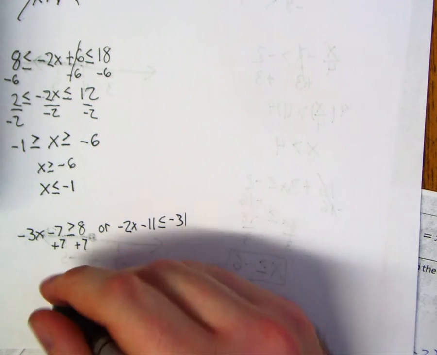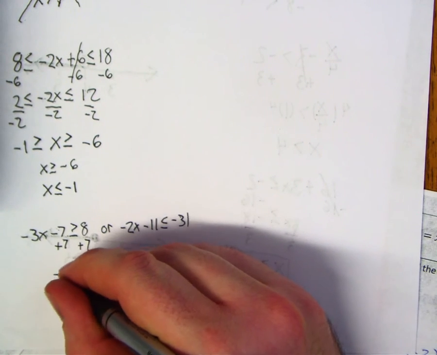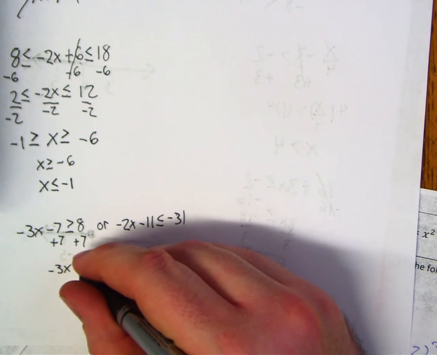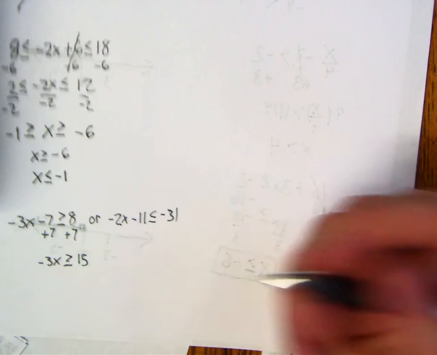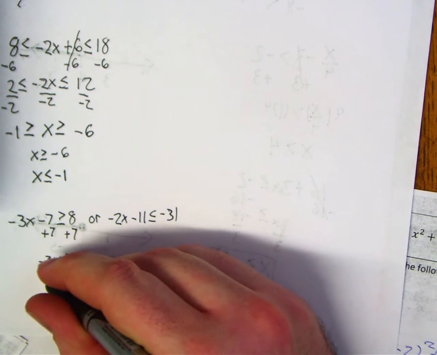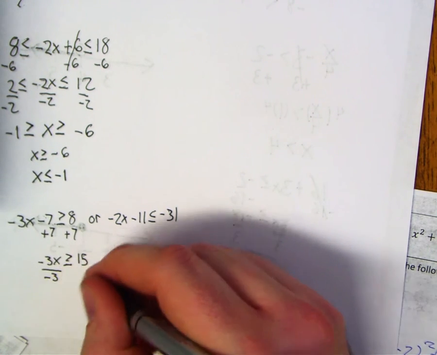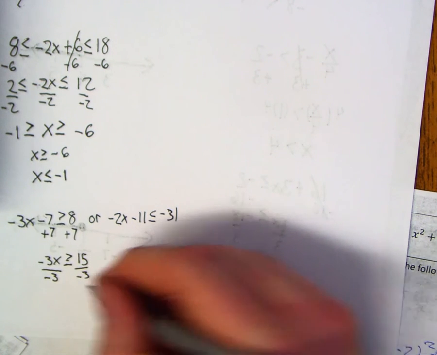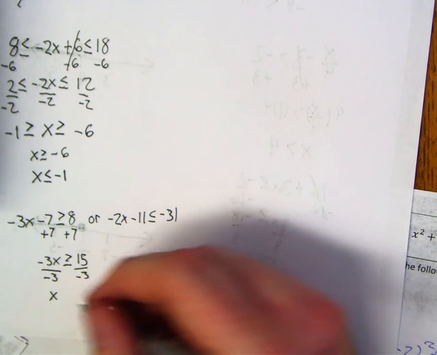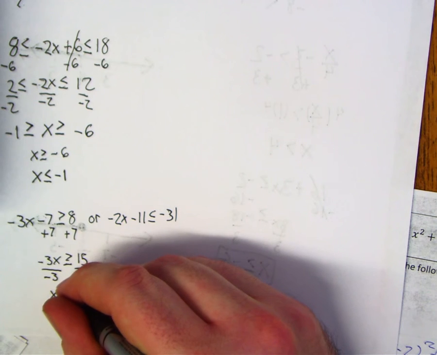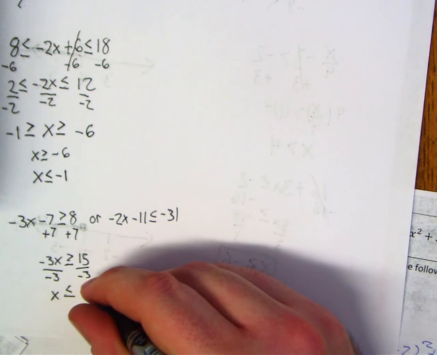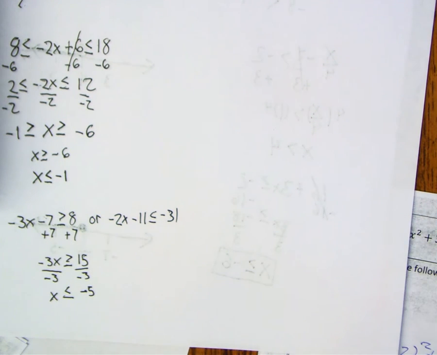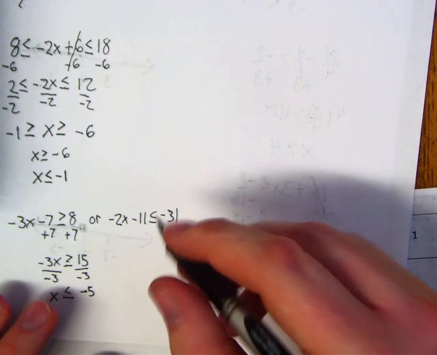So we'll add 7 to both sides. We get -3x greater than or equal to positive 15. Divide that one by -3. And that gives me x. Remember, since we divide by a negative, we're going to switch our sign. And now I have a -5. Okay. Good fun start there.